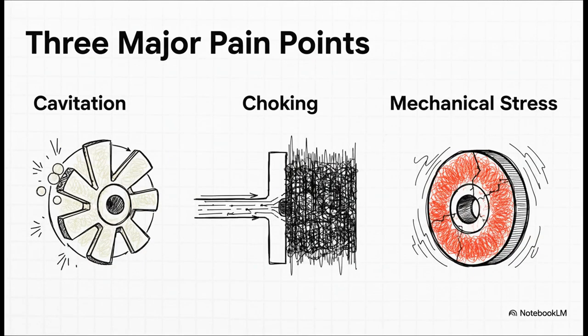And here are the usual suspects: cavitation, choking, and just sheer mechanical stress. Think of cavitation like thousands of tiny, violent explosions happening inside your pump as vapor bubbles form and collapse. Choking, well, that's basically a traffic jam for your fluid. It hits the speed of sound and just can't go any faster. And of course, the incredible mechanical stress from spinning these components at tens of thousands of RPM. These three are the recurring nightmares for any turbomachinery designer.